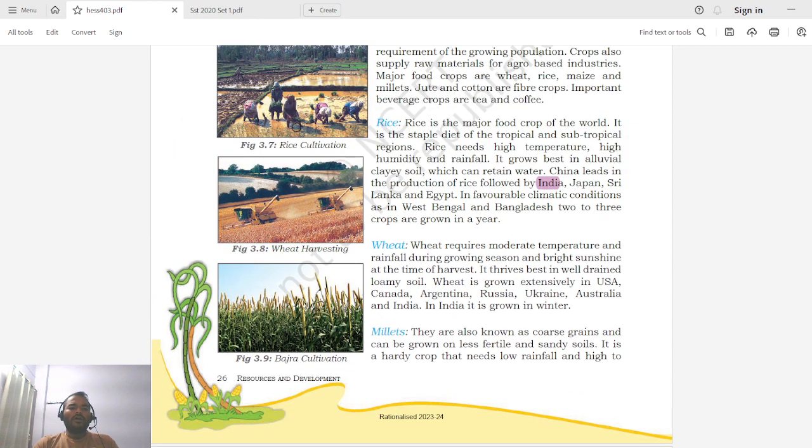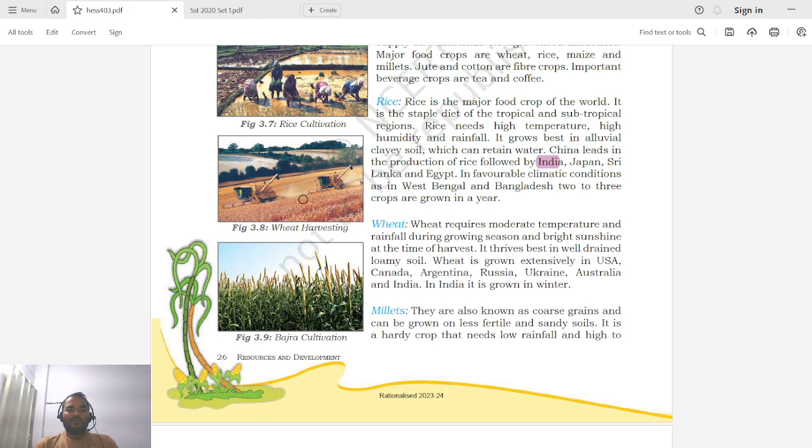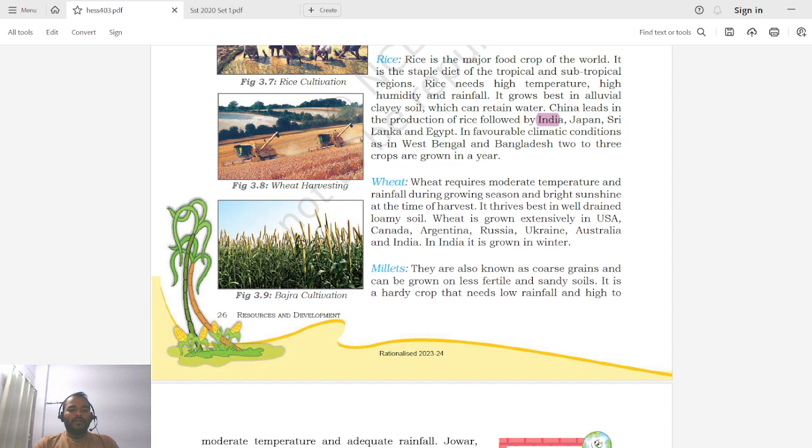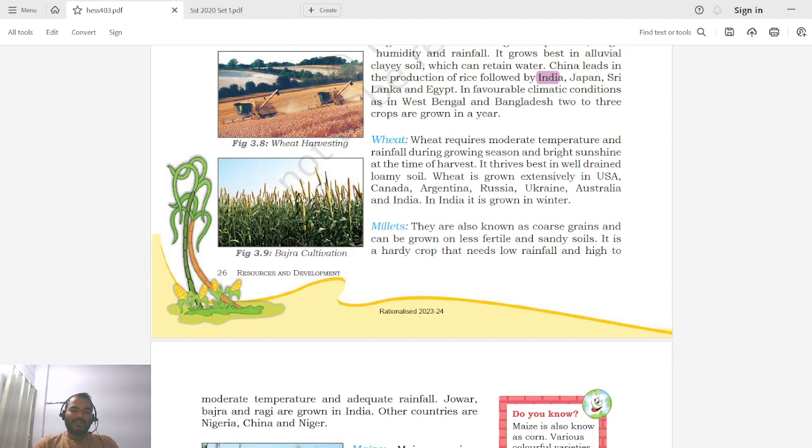Over here rice cultivation is shown. So you can see that for this rice, as discussed, we need water which is staggered, right? And for wheat harvesting, as you see, this is a completely dried up field now ready for harvesting, and harvesting is done using some machines. And this is a bajra crop which is cultivated, also known as millet.